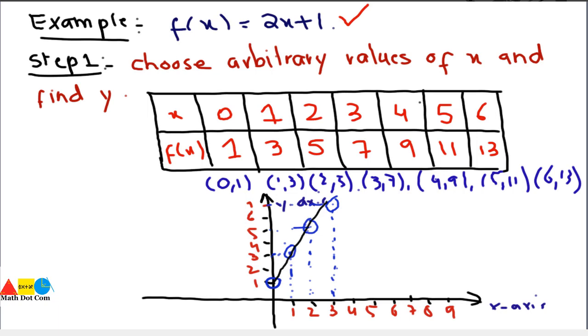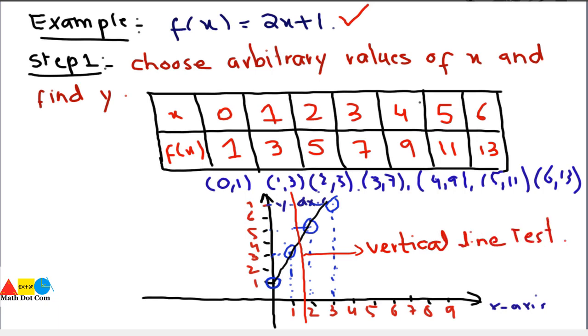Now this is how we can plot a function, and if I apply a vertical line test on it, I can easily find whether it is a function or not. So let's apply a vertical line test like this. This is a vertical line, for the vertical line test.